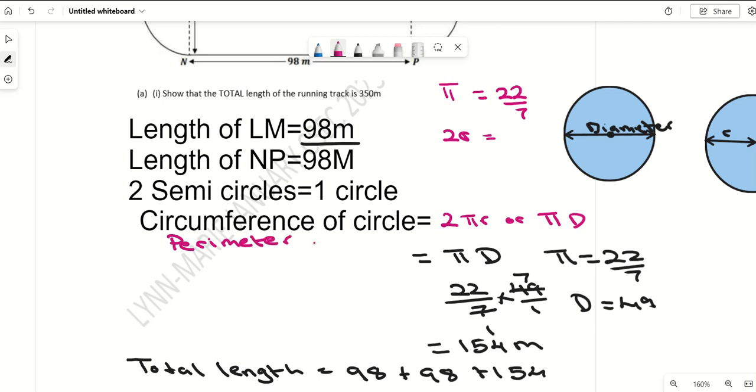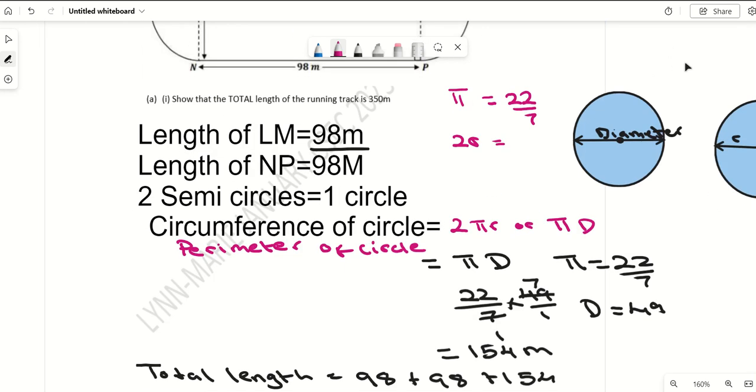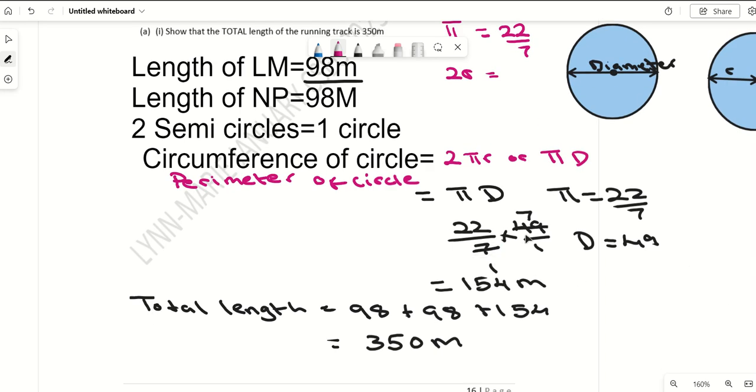So they don't really say perimeter of a circle, they say circumference of a circle, right? The circumference of a circle is 2 pi r, or pi times diameter. We are going to use pi times diameter because they already gave us the diameter. So it's 22 over 7 multiplied by 49 over 1. When we multiply, use a calculator if you have to, it is 154. So your total length would be 154 plus 98 plus 98, which is 350. And that is how you would do 6 part A.